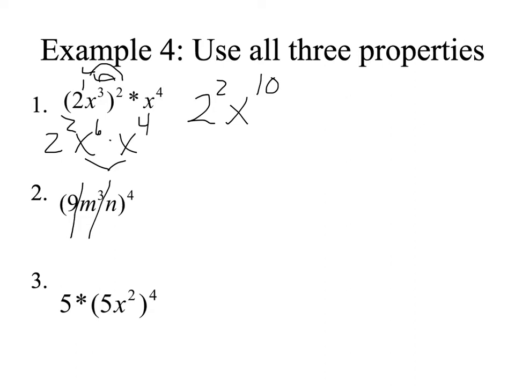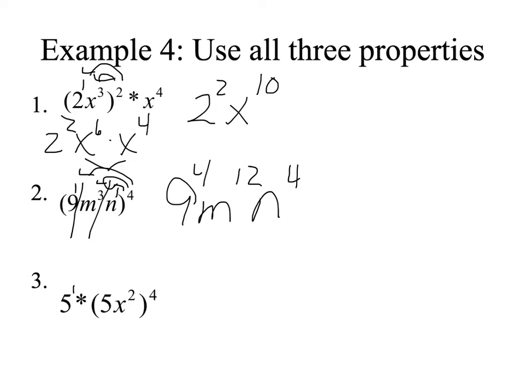In number 2, I have 3 pieces. I have a 9 with an exponent of 1, an m with an exponent of 3, and an n with an exponent of 1. I'm going to multiply the 4 that is outside to each piece inside, giving me 9 to the 4th, m to the 12th, and n to the 4th.